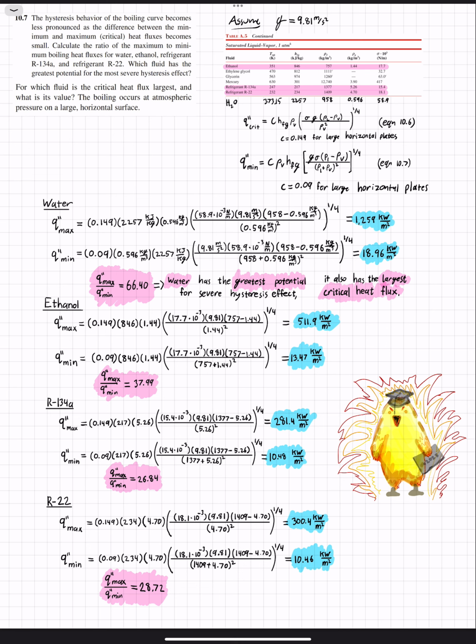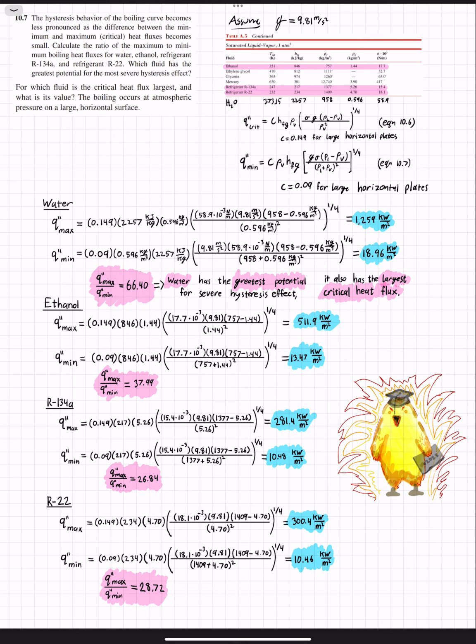Which fluid has the greatest potential for the most severe hysteresis effect? For which fluid is the critical heat flux largest, and what is its value? The boiling occurs at atmospheric pressure on a large horizontal surface. So to begin, we're just going to quickly assume here that g equals 9.81 meters per second squared.